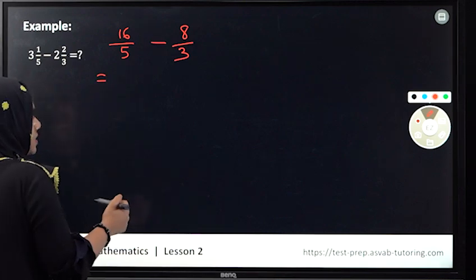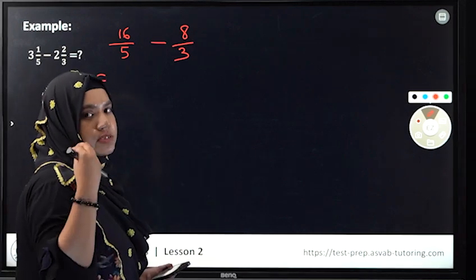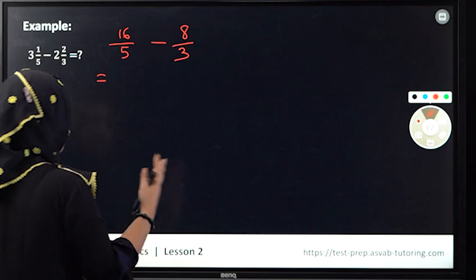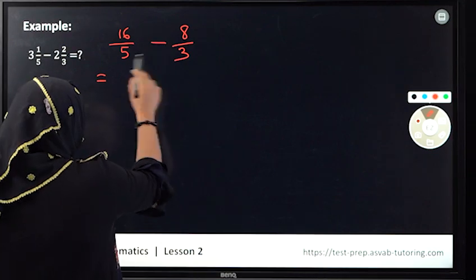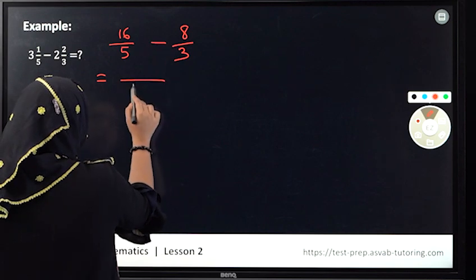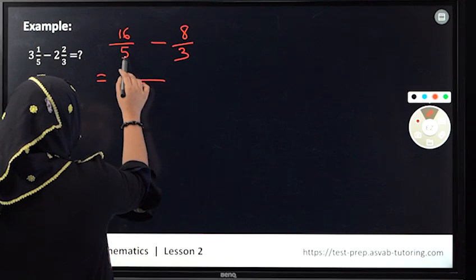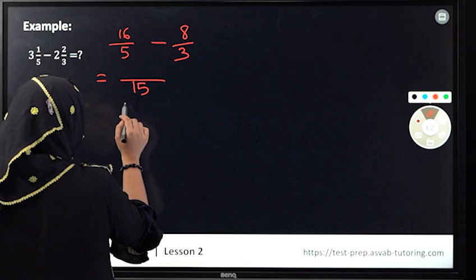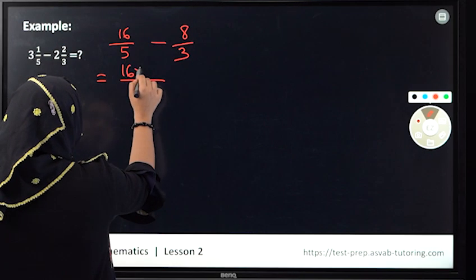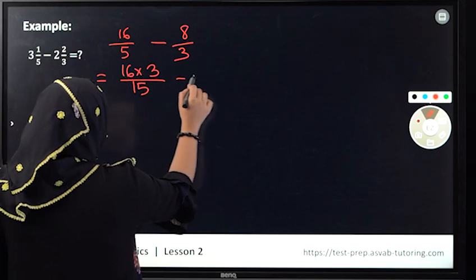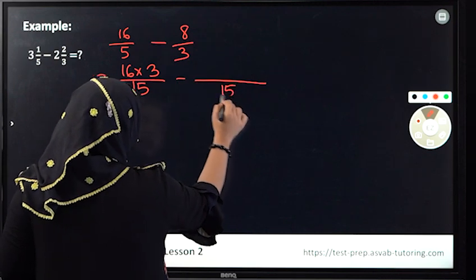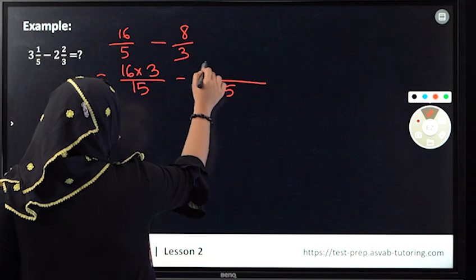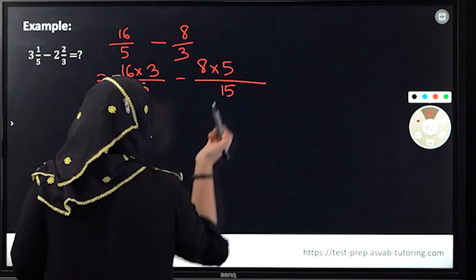Then what? Then we're supposed to find the LCM, or the number that really goes with each other, right? And that's actually 15, as we can understand, because 5 times 3 is 15. So if you want to make this 15, you're multiplying 5 with 3, which means you are also supposed to multiply 16 with 3. Minus, you want to make this 3 into 15, which means you're doing 3 times 5 is 15, which means you also need to do 8 times 5 over here.